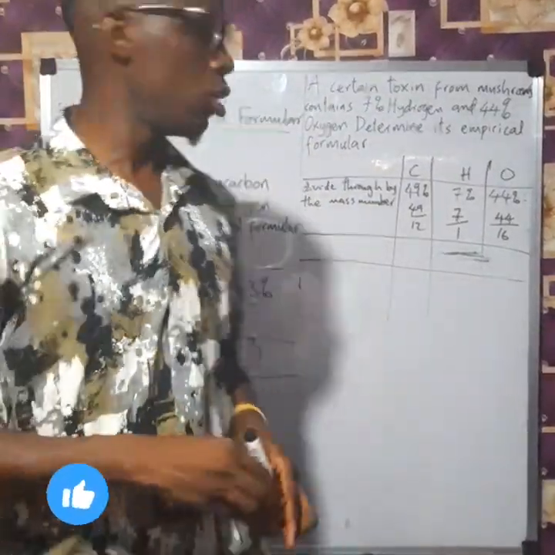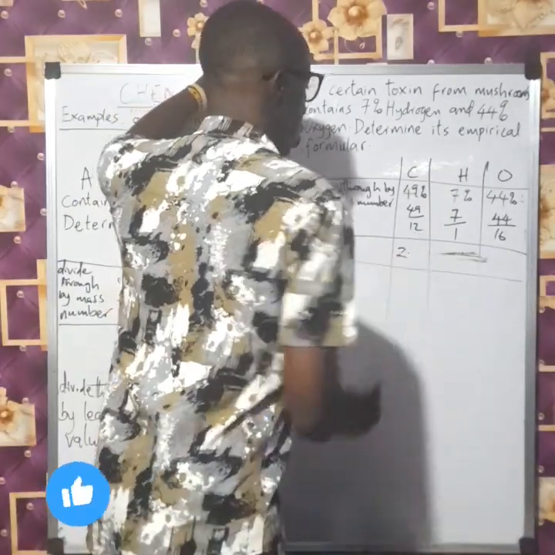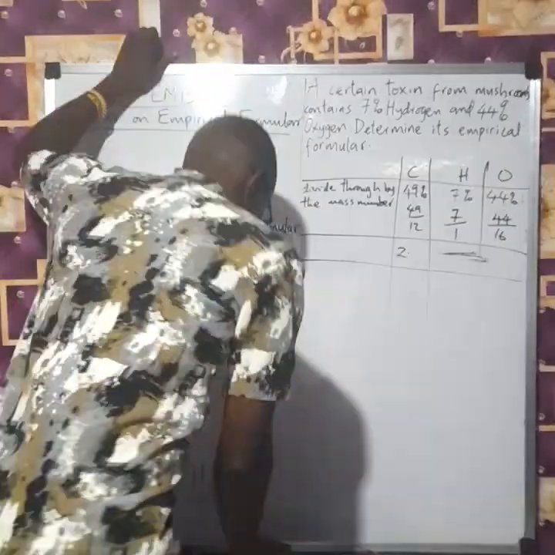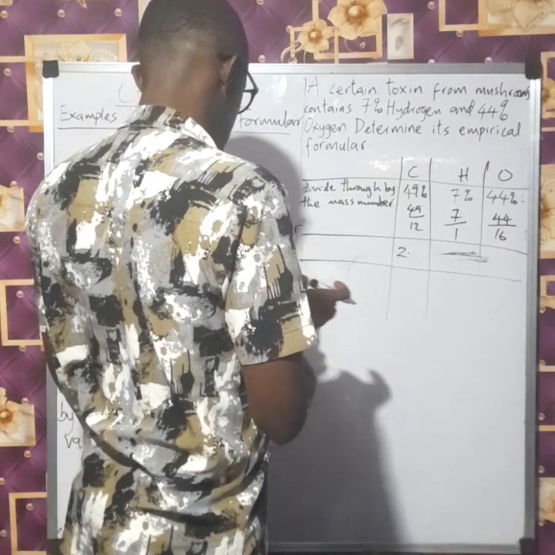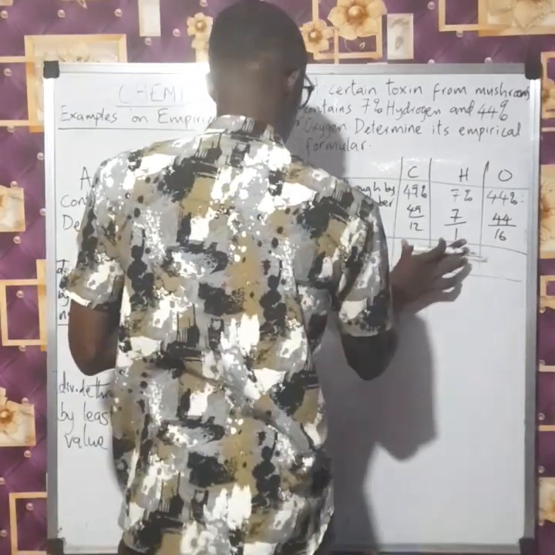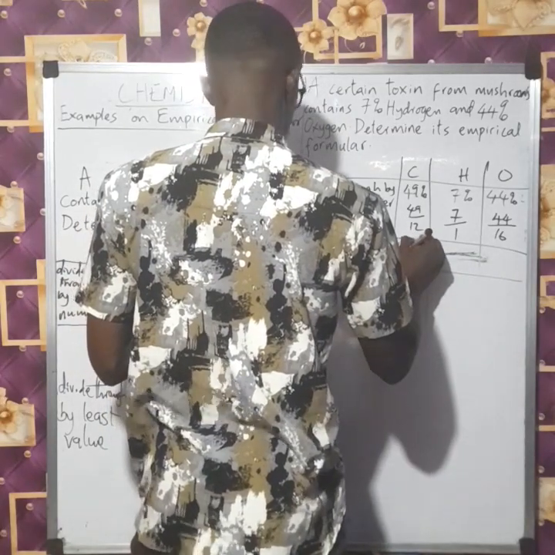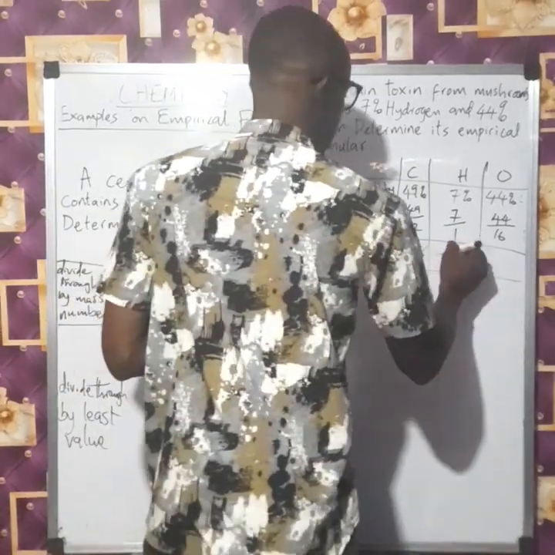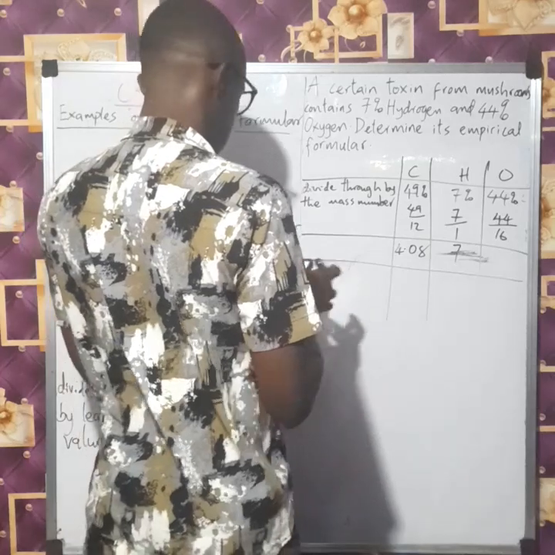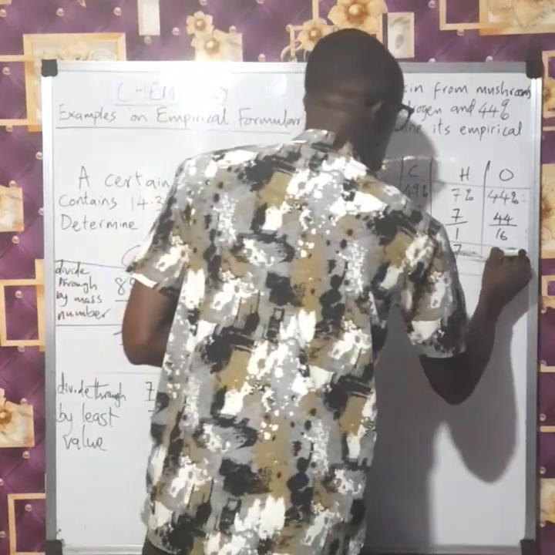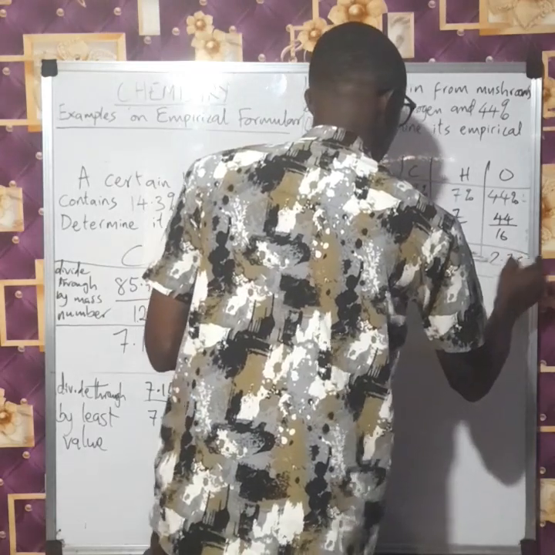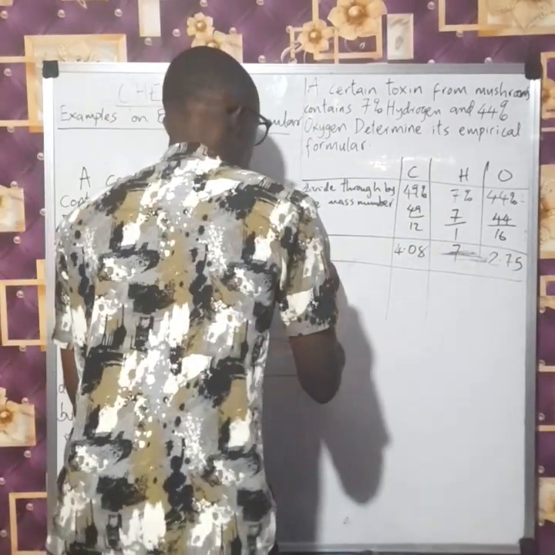Now, I look at this and I have 49 over 12 to give me what? Let's use our calculator here. I have 49 divided by 12 gives me, okay, 4.08. Then this is 7. And I have the next one, 44 divided by 16 gives me 2.75. Now the second stage is what?